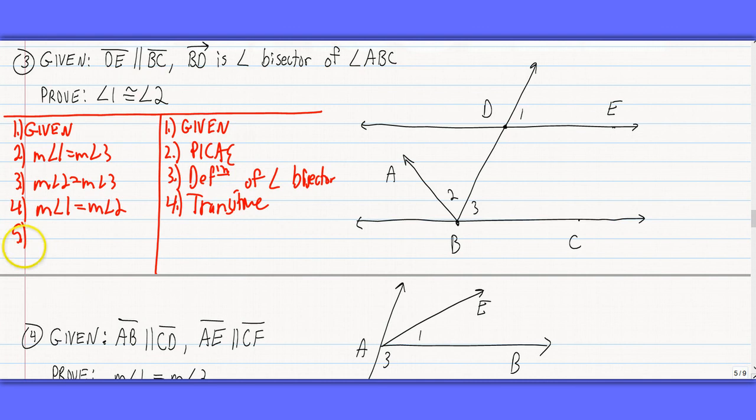And in step number 5, since they're equal, we can convert them into saying angle 1 is congruent to angle 2, and that is because of the definition of congruent angles.